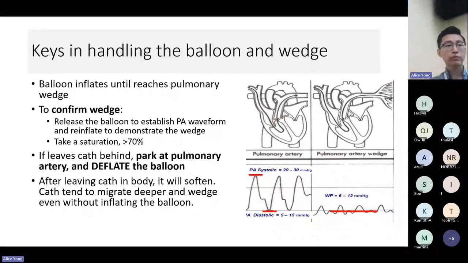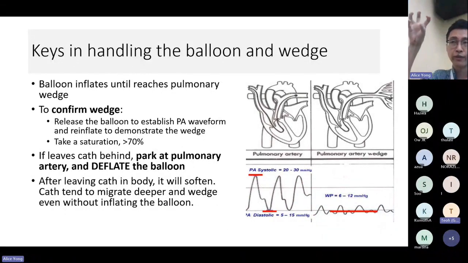So this balloon comes with wedge, meaning the balloon can inflate, wedge the pressures, and then we measure whatever pressure is distal to it. So how do we know that we have successfully wedged? Number 1, there's a change in the waveform. Okay, just to know that. Number 2, if we take blood from there, where we wedge at the pulmonary artery, the blood saturation that we take will usually be more than 70%. Then we know we are at the right place.